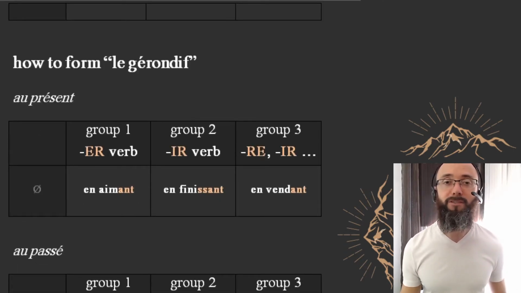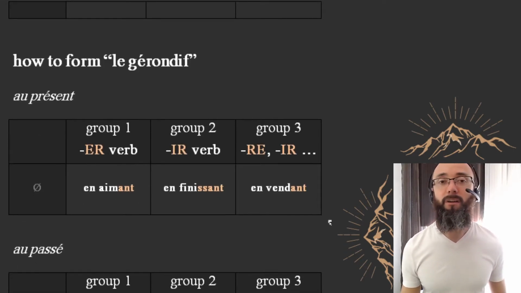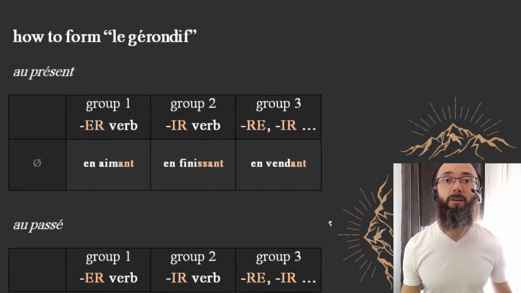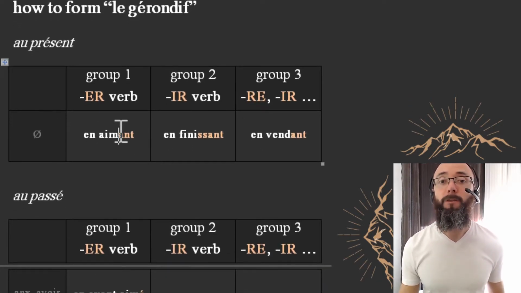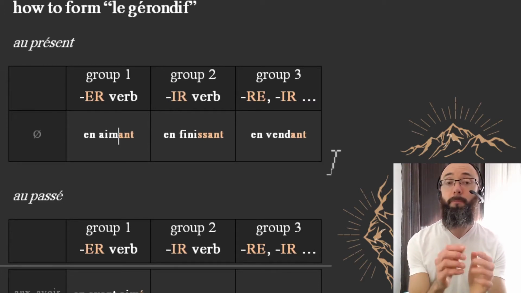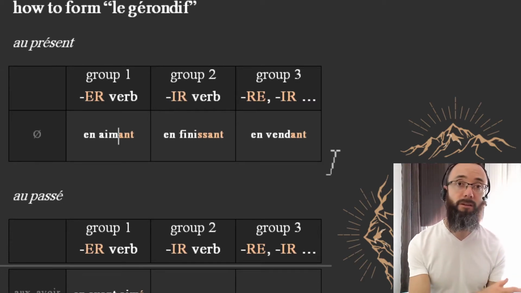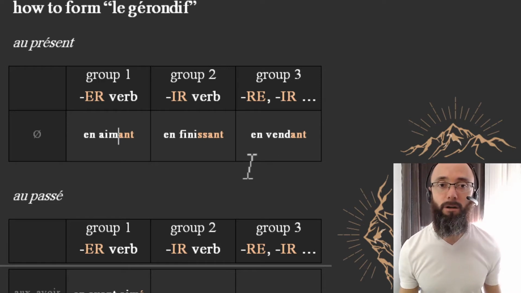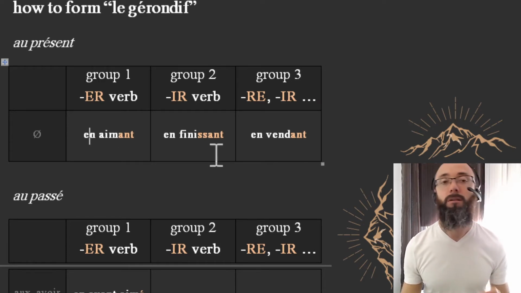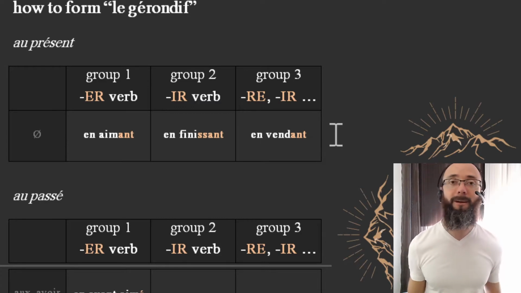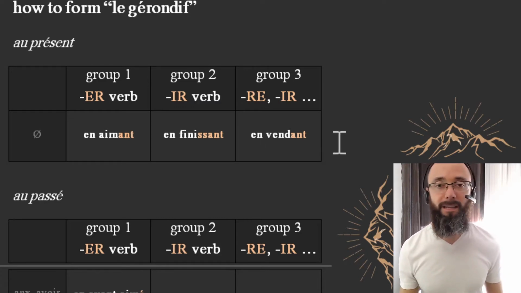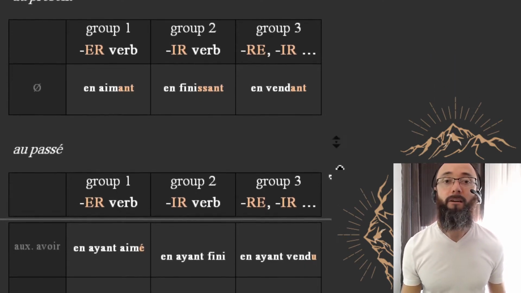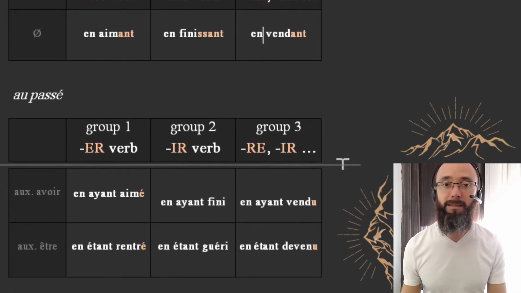And now let's move on to the third mood of this lesson, the gerund, or le gérondif en français. We're just going to use the present participle that we learned how to form 10 seconds ago, and you add en just in front of it, and that gives you the gerund. So if you can form the present participle, you can form the gerund. It's pretty easy. Of course, you can also form it in the past.